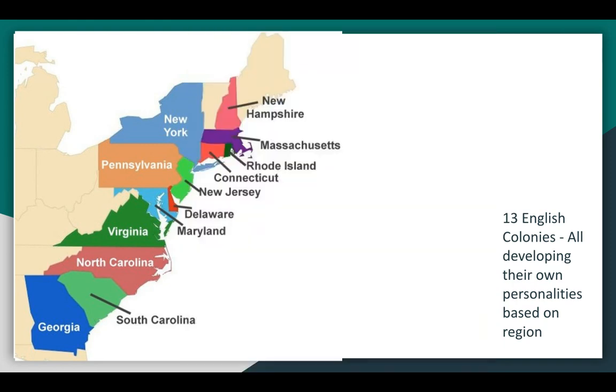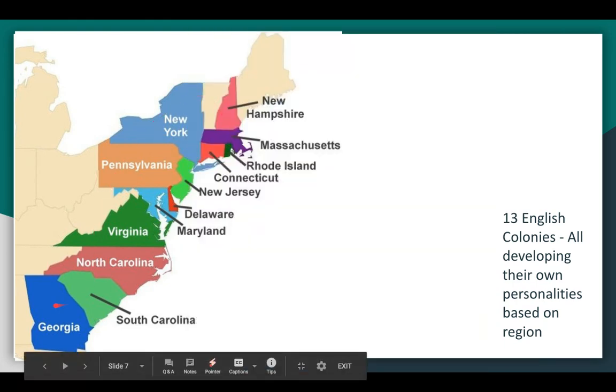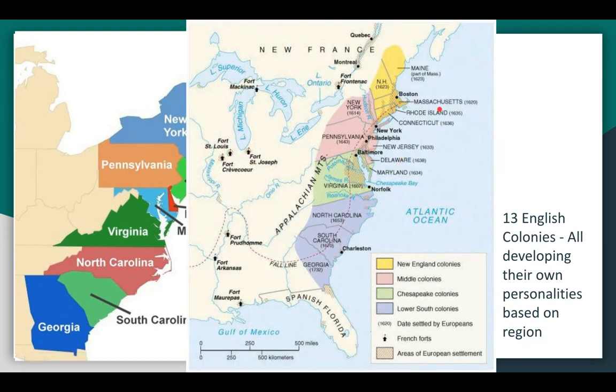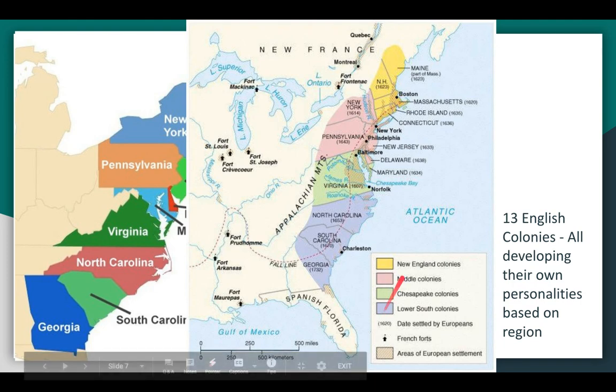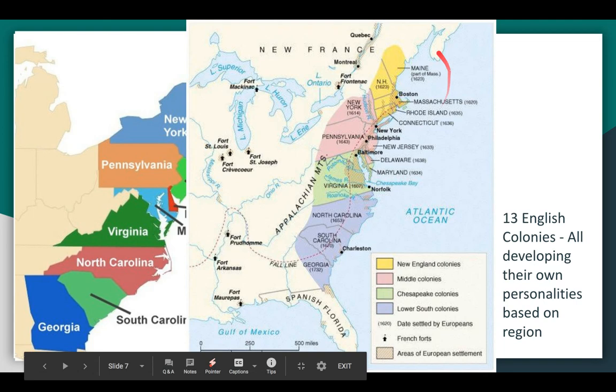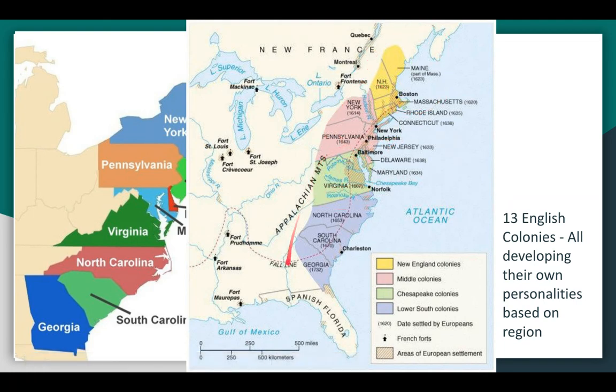So in this picture right here, you see all of the states in different colors, all different. But what we're going to focus on is kind of their groups. Okay, so as you can see, there's a key down here. New England colonies is our most northern group, middle colonies, Chesapeake colonies, and lower southern colonies. Okay, up at the top, New England, middle, Chesapeake, and southern.